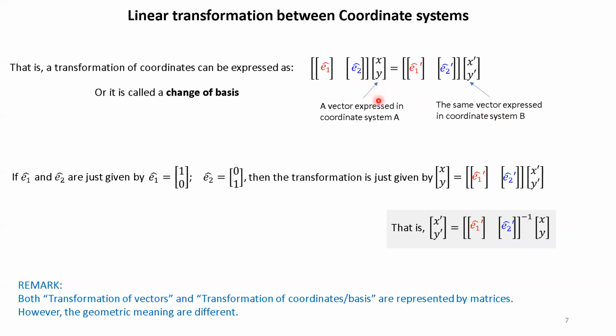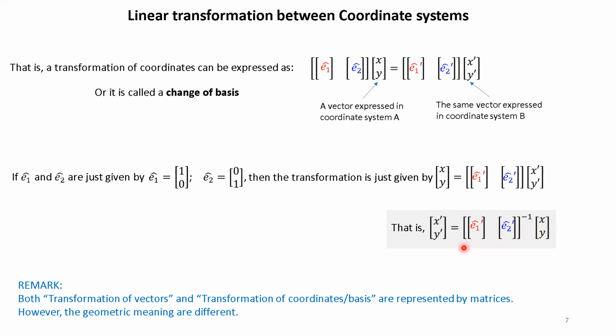In one of the coordinate systems, we just set these two basis vectors to be (1, 0) and (0, 1). So this is really just an identity matrix. That means the transformation is given by this equation here. We take the inverse, so then x prime, y prime is given by the inverse of this matrix multiplied by this column vector x, y.